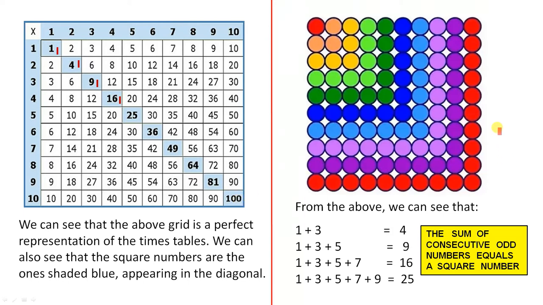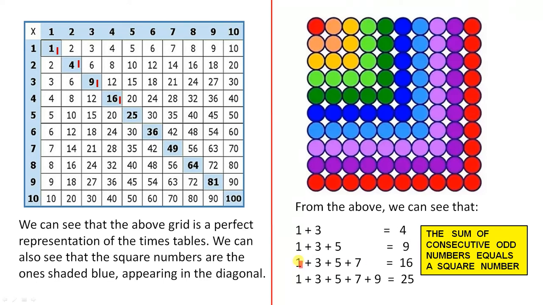Now this is a very interesting situation here. From the above we can see that now 1 is the first square number, so that represents the red circle. The second square number is 1 plus 3, which gives us 4. So it's 1, so it's the red, plus the 3 oranges, that gives us 4. The next square number is 1 plus 3 plus 5, so it's the red, plus the 3 oranges, plus the 5 yellows. That gives us 9.